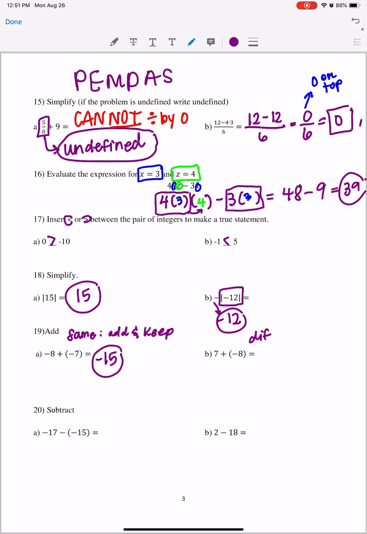This one is different signs. When they are different, you are going to subtract and keep the sign of the bigger number. So 7 minus 8 is 1. 8 is the bigger number, and it's negative, so my answer is negative.